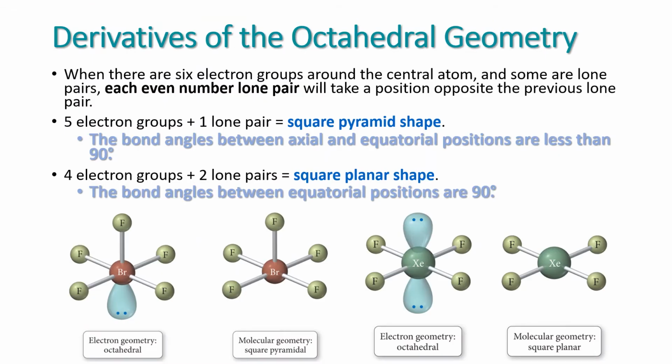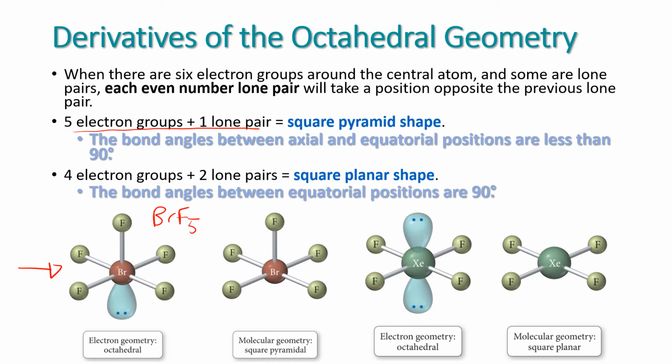And then finally we have our derivatives of the octahedral geometry. So whenever you have derivatives of this electron geometry, you will either see a square pyramid shape or a square planar shape. So for square pyramid, you have 5 electron groups and 1 lone pair. And here is our example. So we have BrF5. We have that 1 lone pair, and all of these positions are equal, as I stated on that previous video about electron geometries.